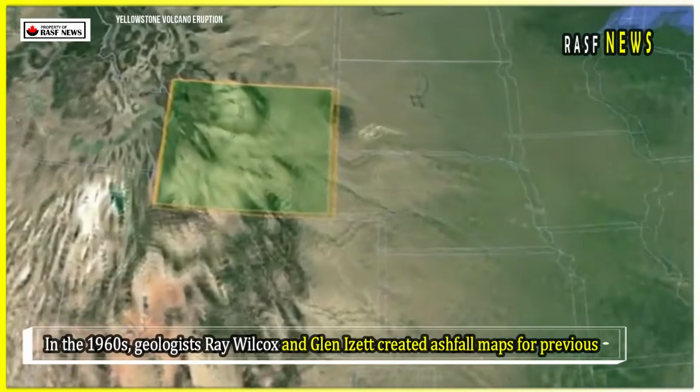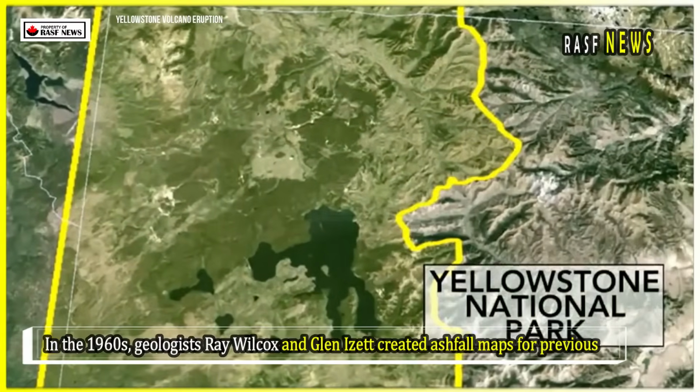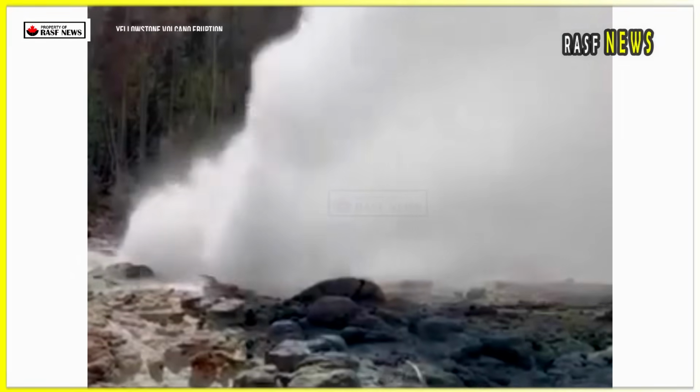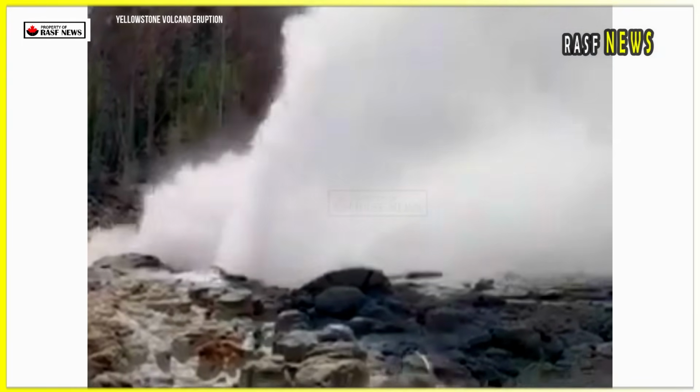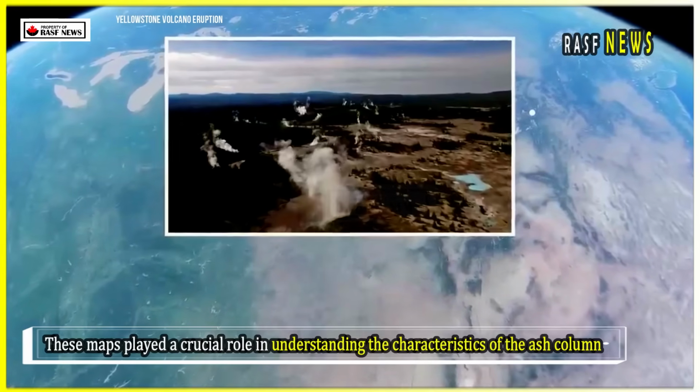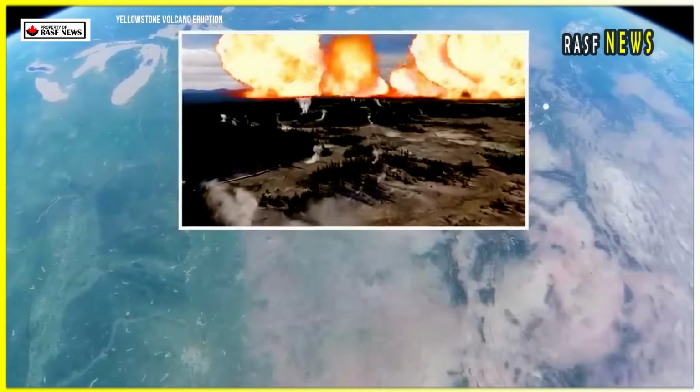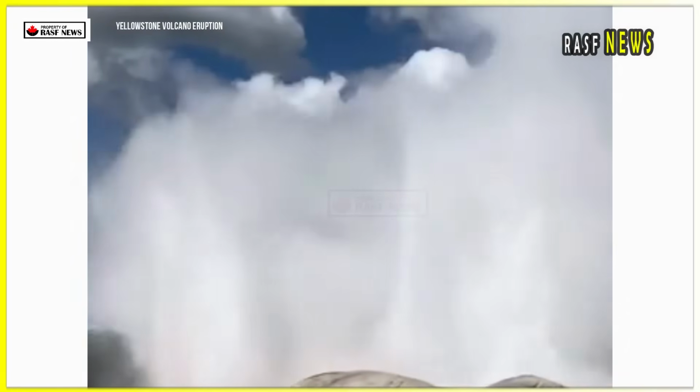In the 1960s, geologists Ray Wilcox and Glenn Izzett created ashfall maps for previous Yellowstone eruptions by traveling across the western United States, identifying Yellowstone eruption deposits by their chemical composition, and measuring characteristics such as their thickness. These maps played a crucial role in understanding the characteristics of the ash column from Yellowstone's massive and catastrophic eruptions. If you live in one of the many states covered by these deposits, you can visit these locations by searching for them on the map created by Wilcox and Izzett, which includes coordinates and field descriptions.